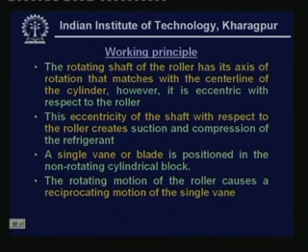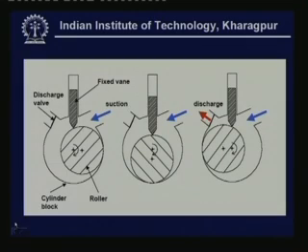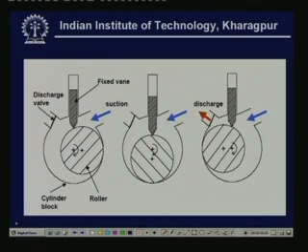Now let me show you the picture of it and explain. As I have already described, this compressor consists of a cylinder block and a roller. Now, the axis of rotation, this is the point, is eccentric with respect to the roller. However, it coincides with the center line of the cylinder block. So that is the main principle behind the operation of this particular type of compressor. The eccentricity is between the axis of rotation and the center line of the roller.